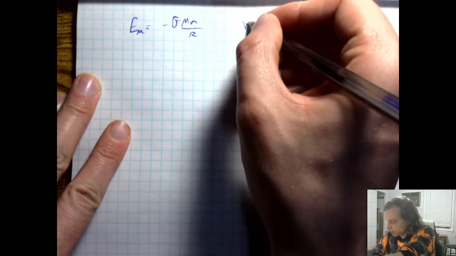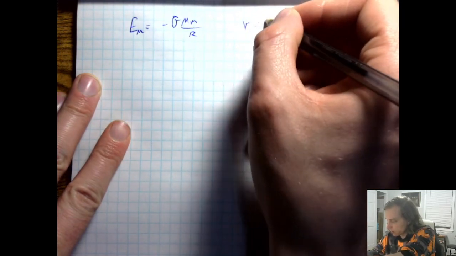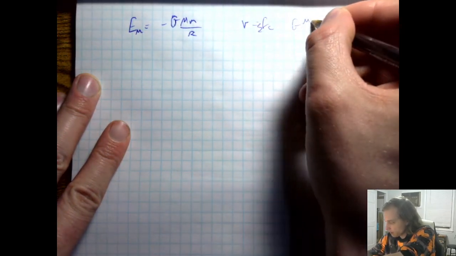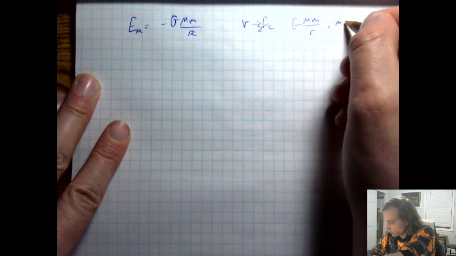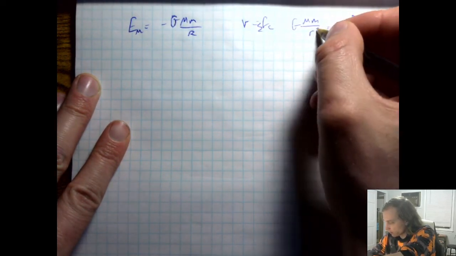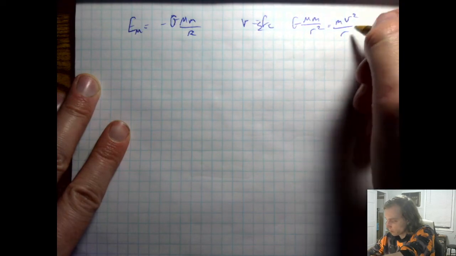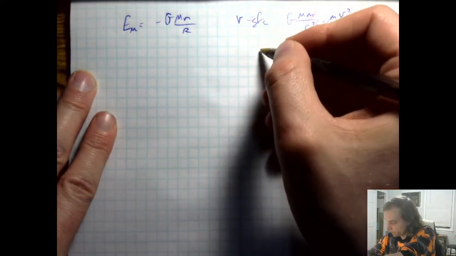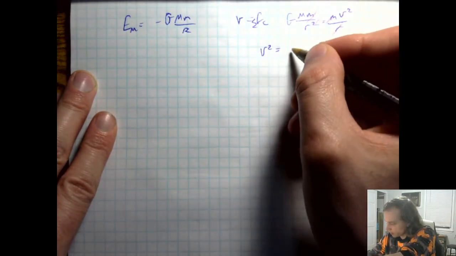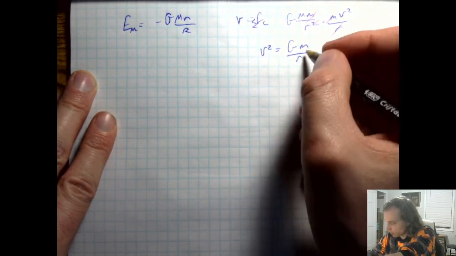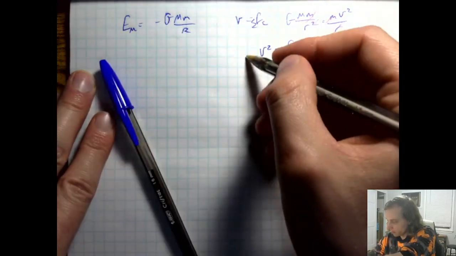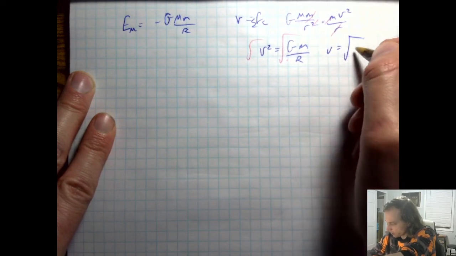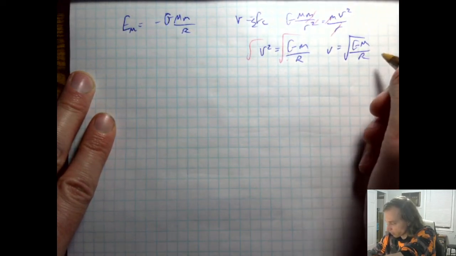Our velocity will be based on our centripetal force equation. So GMm over r squared will equal mv squared over r. Solving for v, cancel out r, cancel out m. v squared will be equal to GM over r. Square root both sides, and we're done. Our velocity will be equal to the root of GM over r.